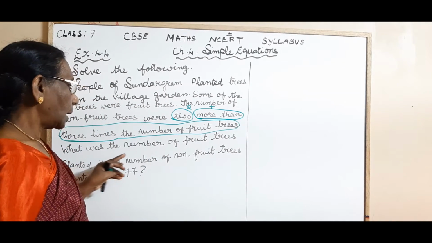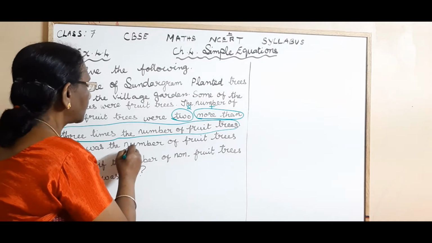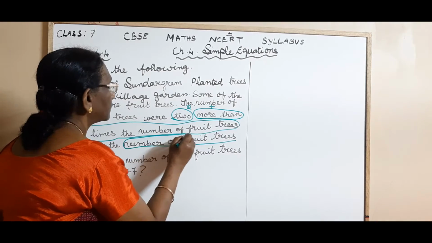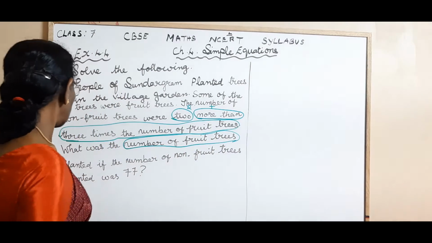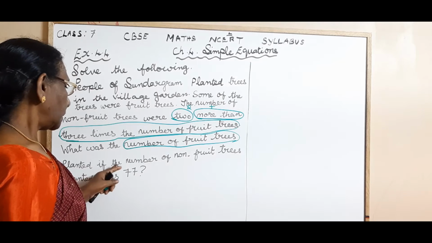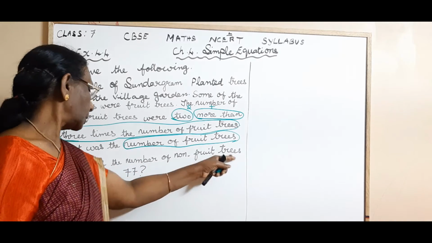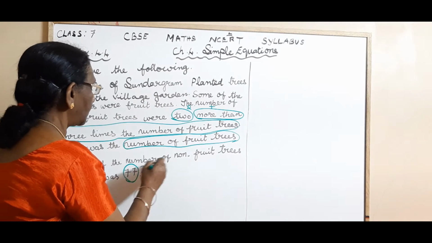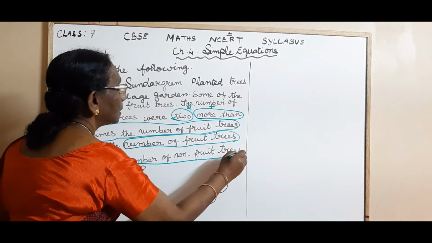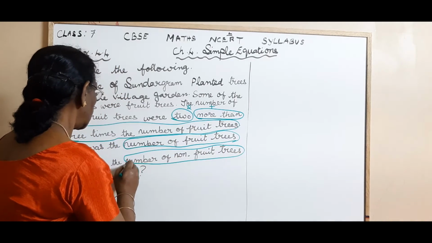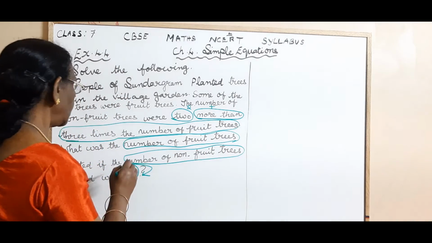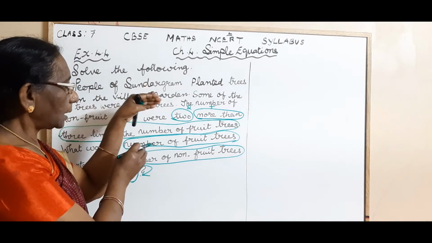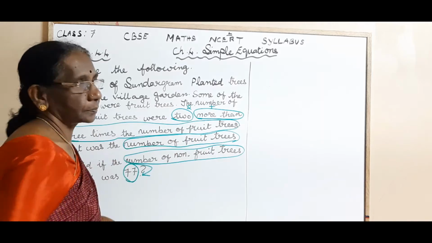So we are supposed to find the number of what? Fruit trees planted, if the number of non-fruit trees planted was 77. So the number of non-fruit trees is 77. In this big statement sum, we need only this part.